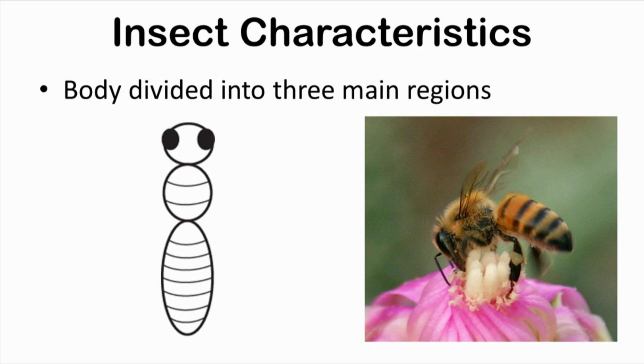Now, finally, we get to the insects, the largest group of arthropods. Unlike all of the other groups, the insect body is divided into 3 main regions. The first part, the head, contains most of the sensory organs, including the eyes, mouthparts, and antennae.